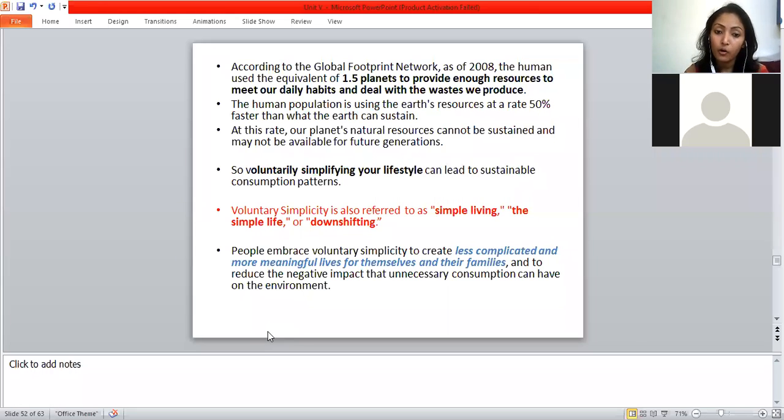Of course, only unnecessary consumption has the adverse effect on the environment. So by reducing unnecessary consumption, voluntary simplicity can have environmental benefits. So this is what voluntary simplicity talks about, that we can reduce our unnecessary consumption, we can go towards a simple life, and that should be our voluntary approach.